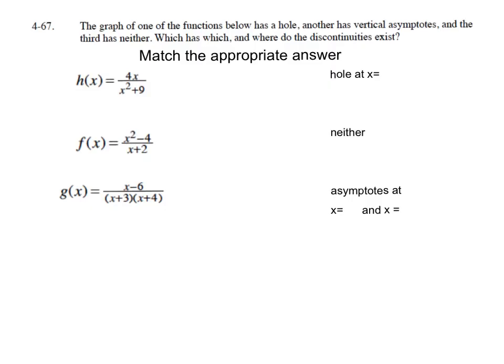Okay, so on this page we're going to try to match equations with certain discontinuities. We have three equations on the left, h of x, f of x, and g of x, and then we're looking for different types of discontinuities and why they exist. One, which equation has a hole? Secondly, which one has asymptotes, and which one has neither? So if you want to pause this and try to match that and come up with an explanation why, then you can come back and check your answers or just follow along if you'd like.